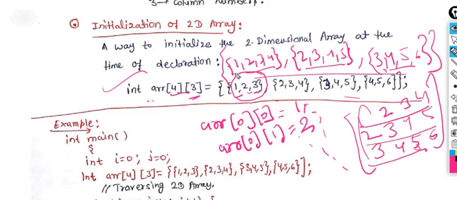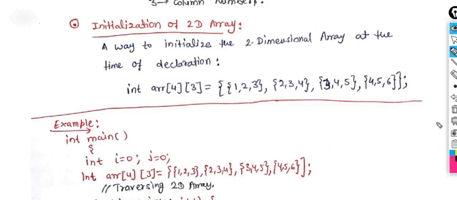How many columns here? The internal size of the curly braces shows the column number. So 4 elements are there, that means 4 columns: 1, 2, 3, 4. So 4 columns are shown by the internal braces, and 3 rows, since the outer braces have 3 elements as a set of sub-elements. So 3 rows, 4 columns. This is the way to represent or initialize the array variable.